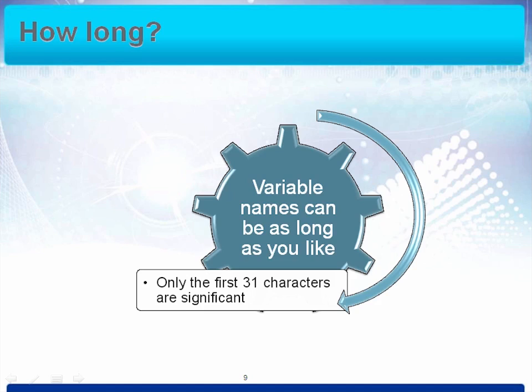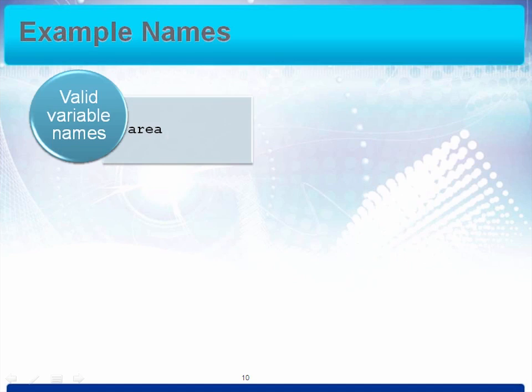But those are the rules. Variable names can be as long as you like, but only the first 31 are significant. So they have to be unique within the first 31 characters. All right, so let's look at some variable names, and you can apply the rules we just talked about, and now we'll see if they're valid or not.